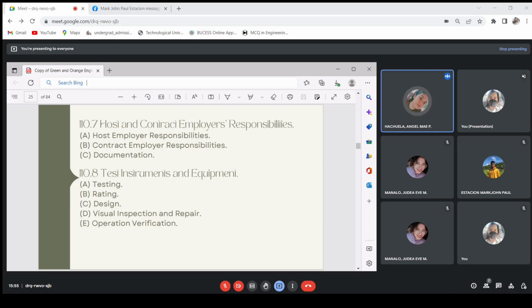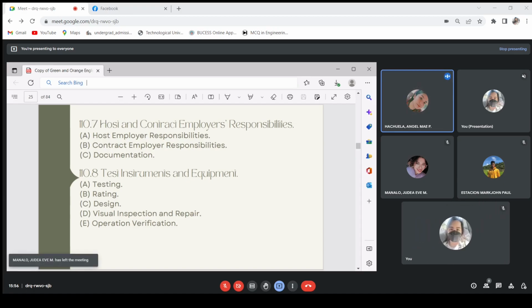Article 110.8, test instruments and equipment. Included here is letter A, testing. Only a qualified person shall perform tasks such as testing, troubleshooting, and voltage measuring on electrical equipment where an electrical hazard exists. Letter B is the rating. Test instruments, equipment, and their accessories shall be, number one, rated for circuits and equipment where they are utilized. Number two, approved for the purpose.